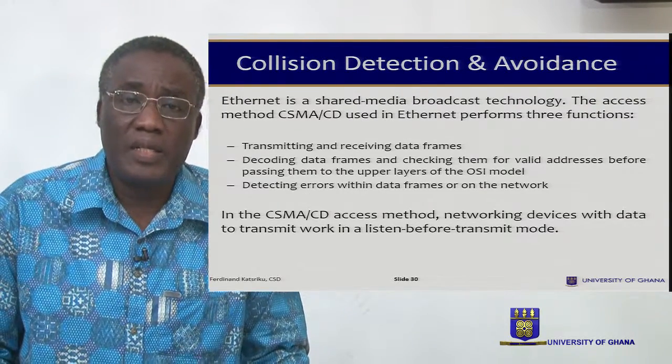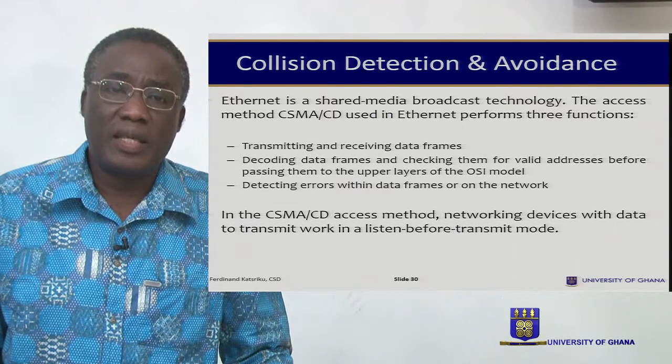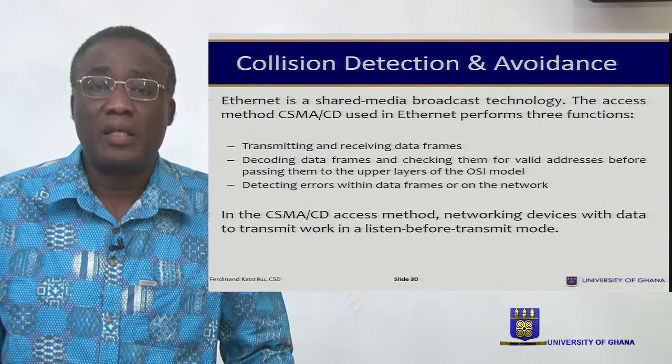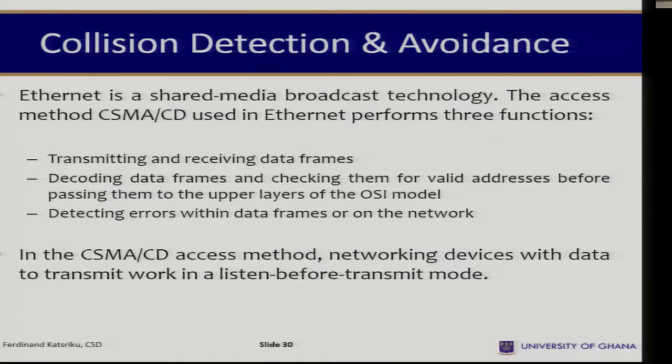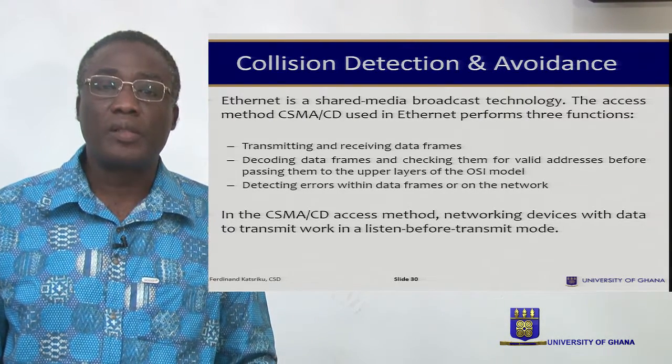Since Ethernet is a shared media broadcast technology, the access method CSMA/CD, that's carrier sense multiple access with collision detection, is used to perform three functions: transmitting and receiving data frames, decoding the data frames and checking them for valid addresses before passing them to the upper layers, and detecting errors. In the CSMA access method, networking devices with data to transmit work in a listen before transmit mode.